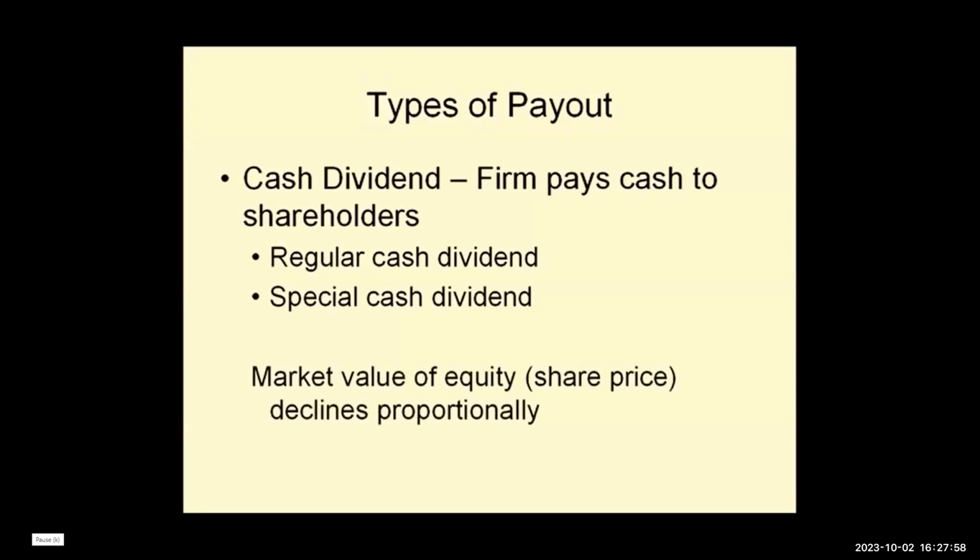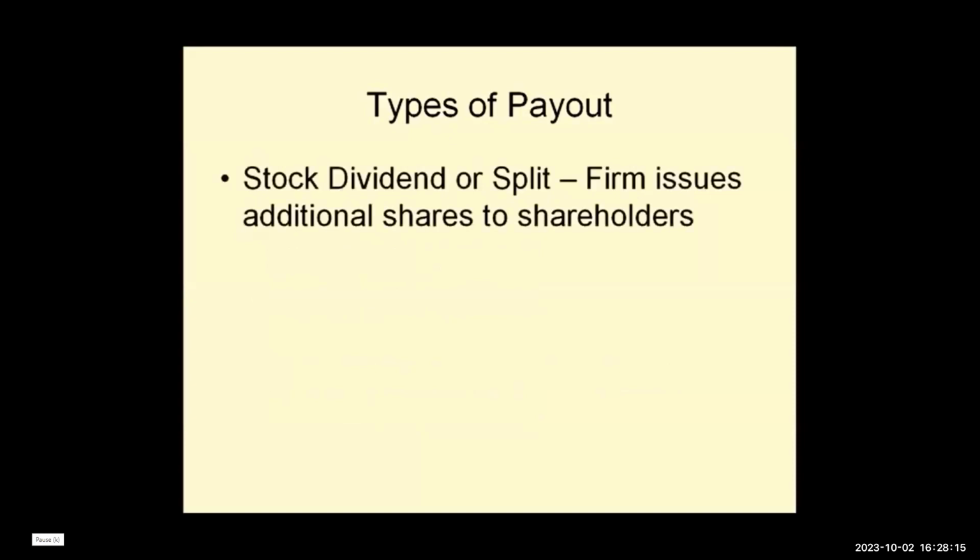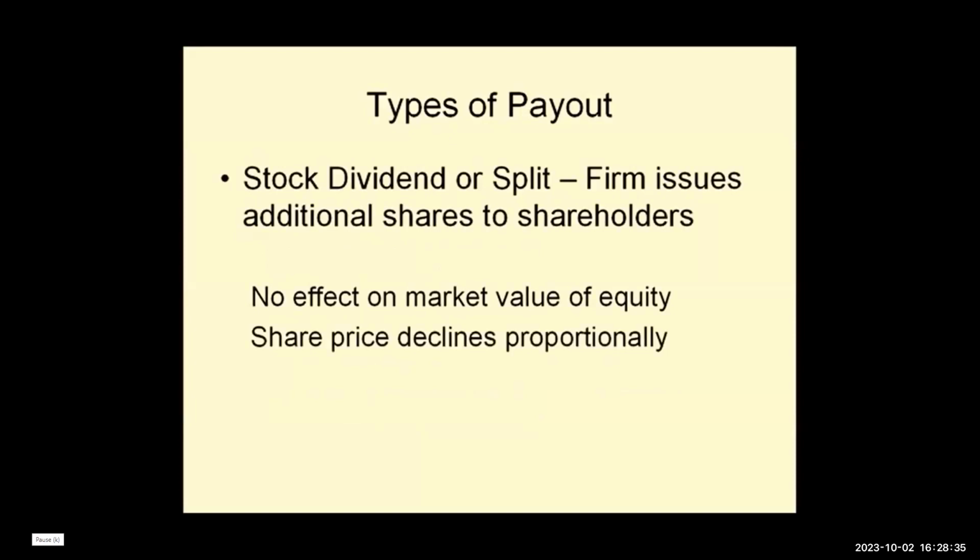When firms make a cash dividend payment, the market value of equity, or the share price, declines proportionally to the amount of the cash dividend. A second type of payout is a stock dividend or stock split. Here the firm issues additional shares to shareholders. In general, stock dividends and stock splits, or share issues, have no effect on the market value of equity. But the share price declines proportionally to the number of shares issued.